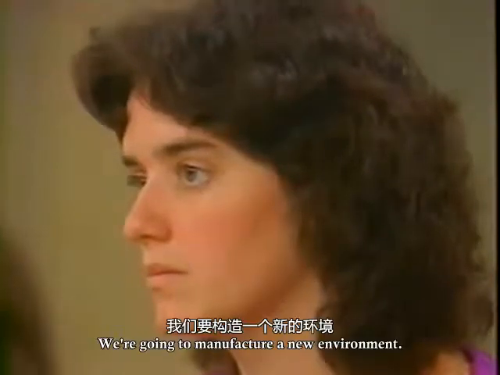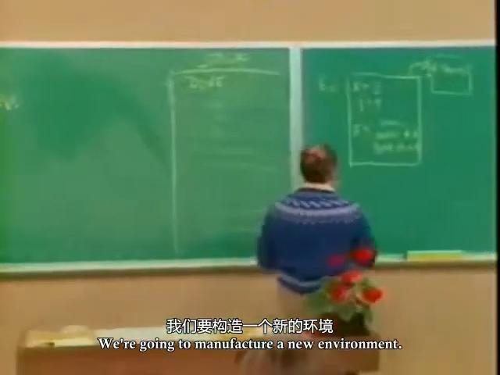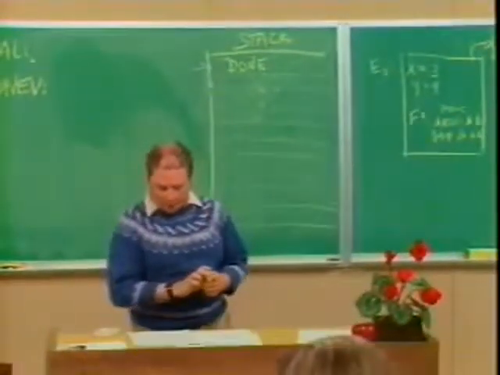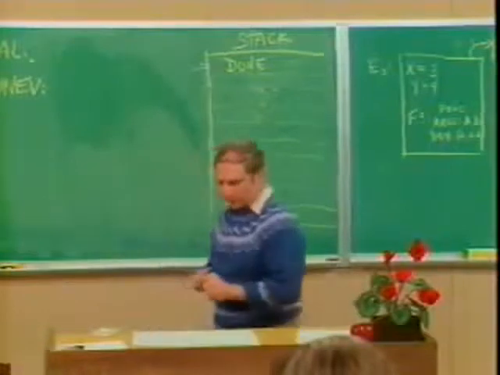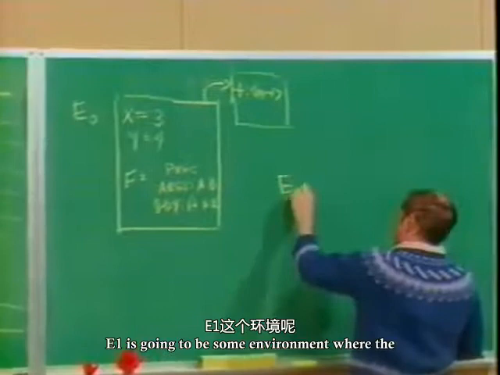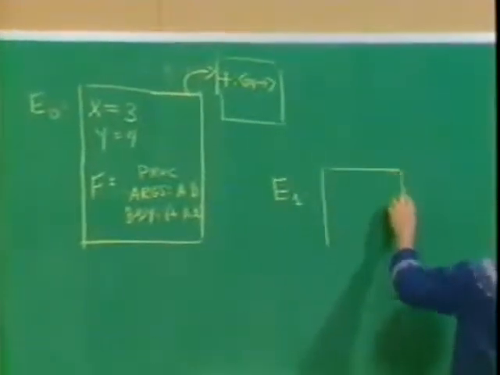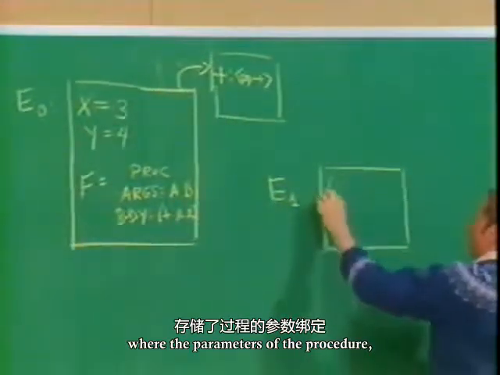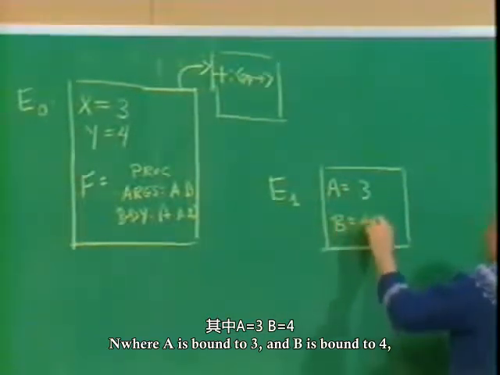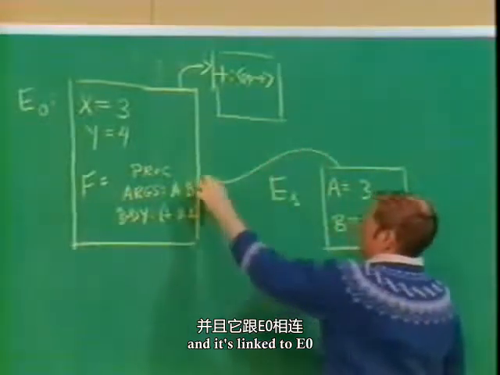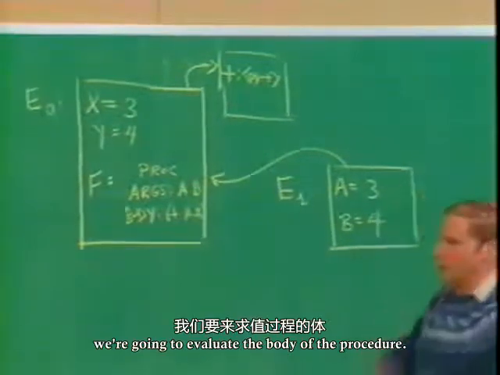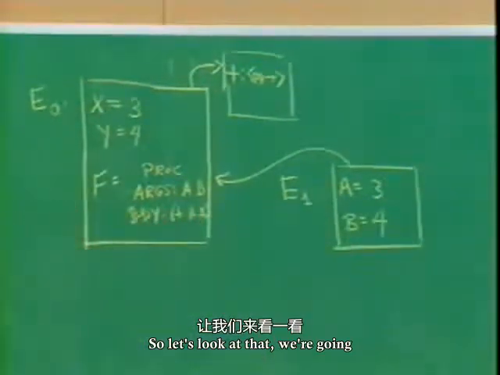What are we going to do? We're going to manufacture a new environment that we'll call E1. E1 is going to be some environment where the parameters of the procedure, A is bound to 3 and B is bound to 4, and it's linked to E0 because that's where F is defined. And in this environment, we're going to evaluate the body of the procedure. So let's look at that.